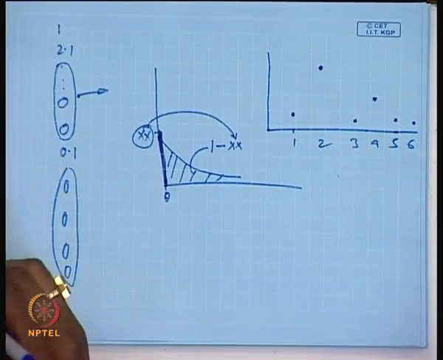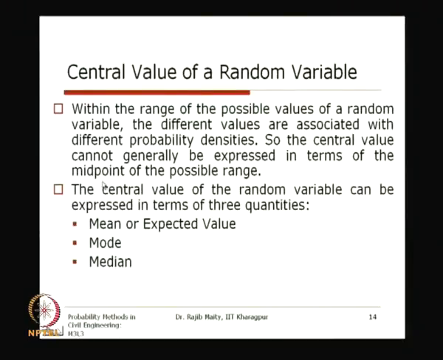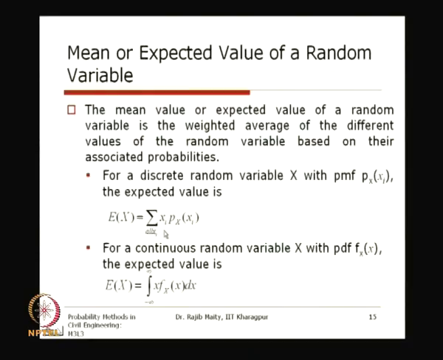Okay, so this is what is meant by central tendency, and there are three different ways we can express that. The central value of the random variable can be expressed in terms of three quantities. The first is the mean or expected value, the second is mode, and the third one is median. So we'll see the mean first, which is the expected value of the random variable.